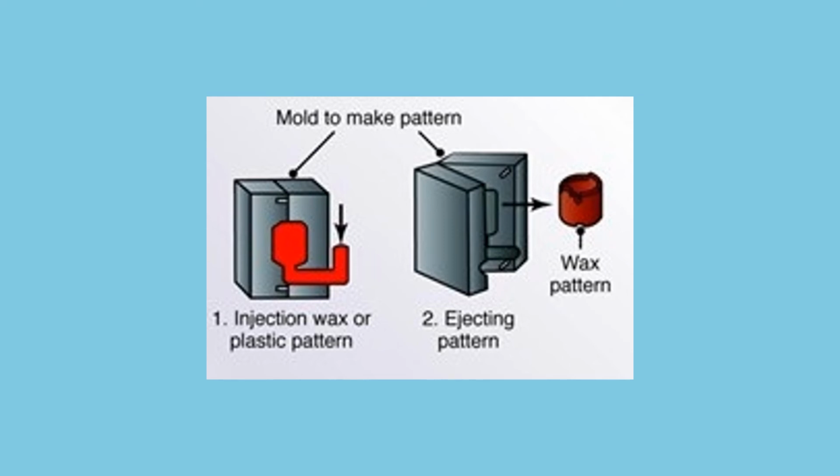So the first thing that happens is the pattern needs to be made. The pattern is the replica of the final product that you want to create. The pattern is often made using wax or some form of plastic, and it's normally made using the die cast method. So here you can see the injection of the pattern, and then the final wax pattern outcome.